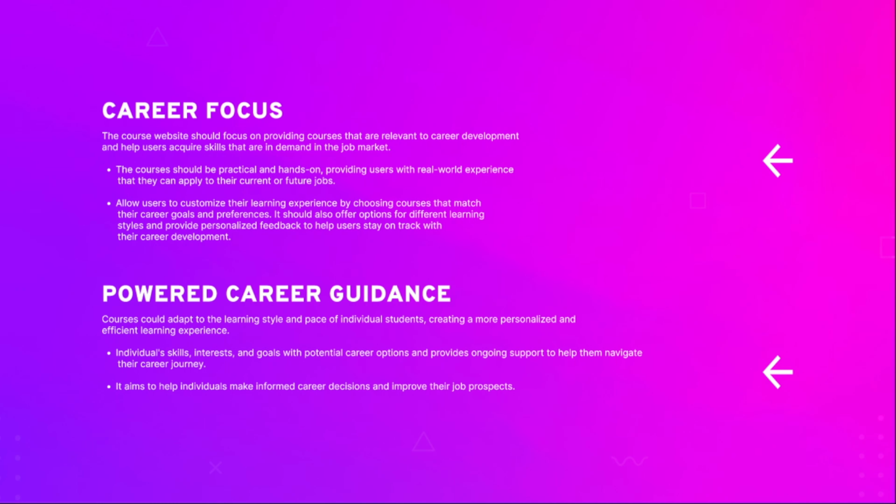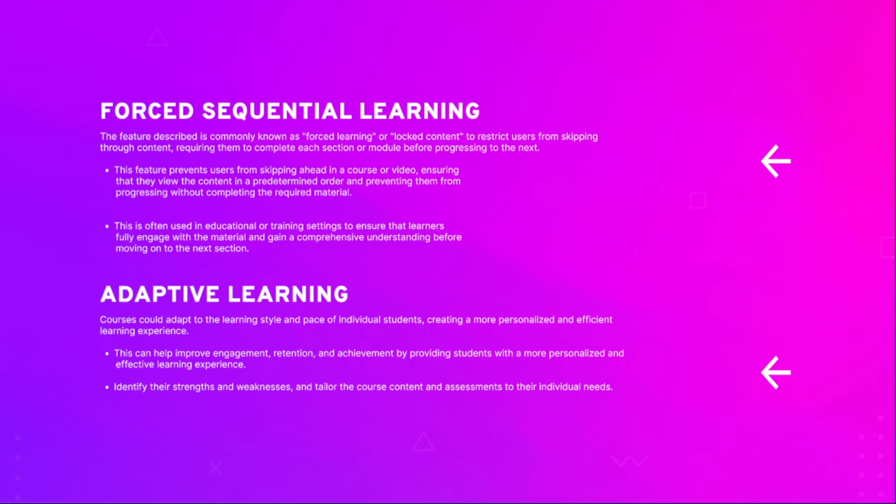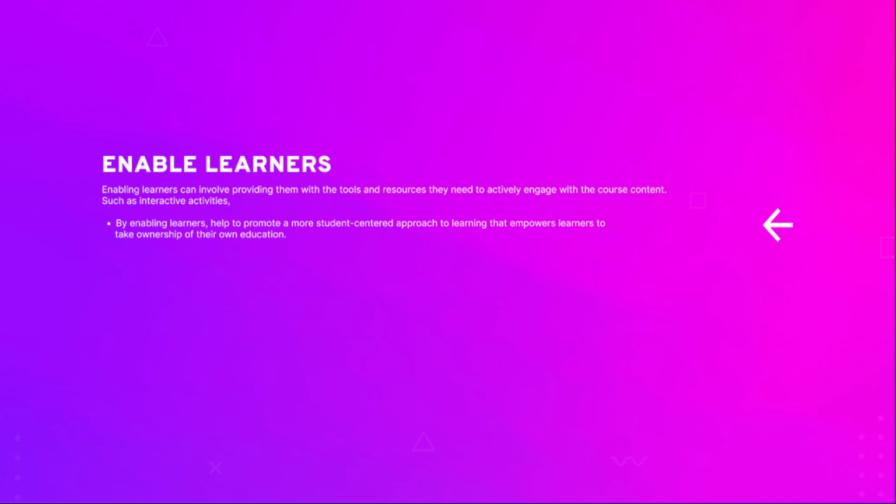Career focus is based on the proficiency level of a user, whether it is basic, intermediate, or advanced. AI-powered career guidelines provide better career decision making. For sequential learning, we ask users to focus and they cannot skip our learning and assessment modules; they follow a straight path. Adaptive learning allows us to create a more personalized and effective learning experience. It enables learners and empowers students to take ownership of their own education.